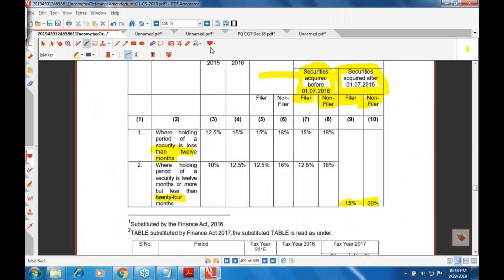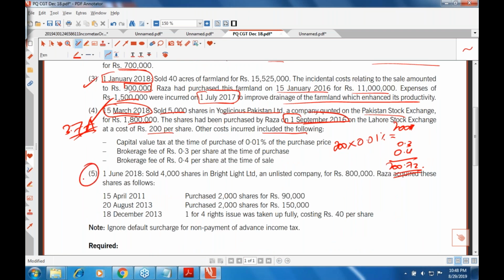Lastly, the last thing that we need to go about is the shares in Bright Limited, an unlisted company. An unlisted company is not considered a public company as per the tax definition. So it's going to be a normal sale, normal gain under section 37. For 800,000 you acquired these shares.